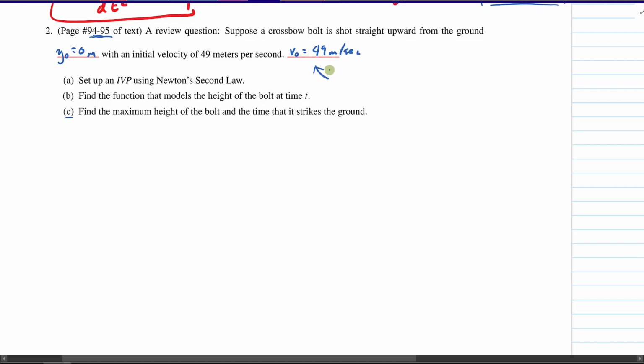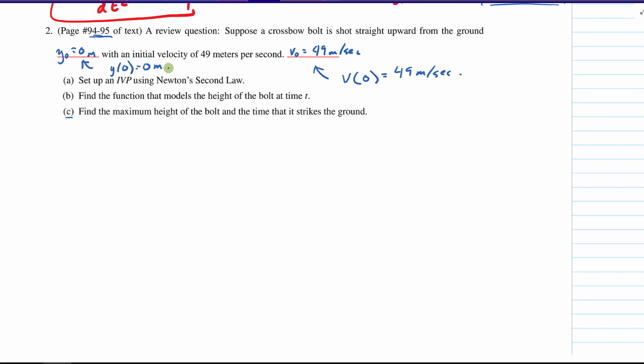Of course, folks, when we use that notation naught, what we really mean is the velocity at time 0 is equal to 49 meters per second. And over here we mean the height at time 0 is equal to 0 meters. So this is a scenario, and you've dealt with these problems before, and we're just going to quickly recap them. So here I'm asking you to set up an IVP using Newton's second law.